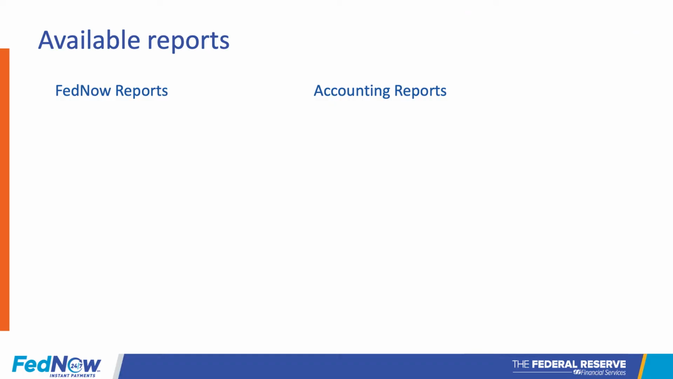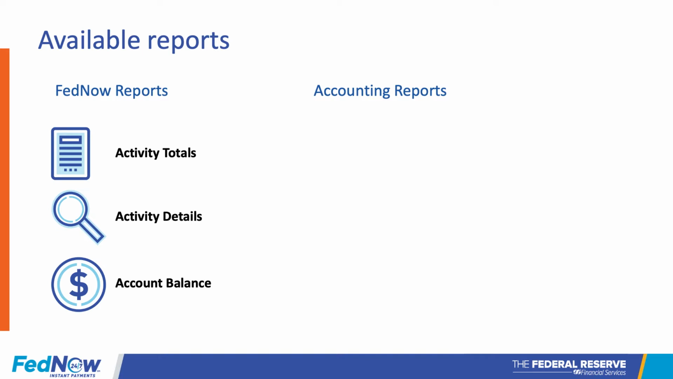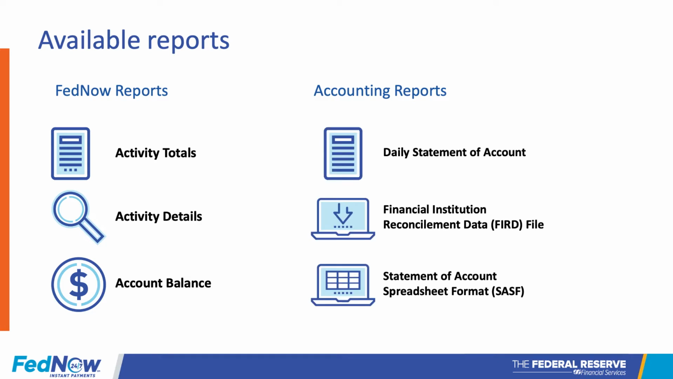There are several reports that will be available to your financial institution to support internal reconciliation and accounting processes. This includes new reports through the FedNow Service, including activity totals and detail reports related to FedNow transactions. It also includes accounting reports you may already receive, including the Daily Statement of Account, the Financial Institution Reconcilement Data or FIRD file, and the Statement of Account in Spreadsheet Format or SASF file. You can also request your account balance report through the FedNow Service and through the Account Management Information application available via FedLine Web and FedLine Advantage solutions.